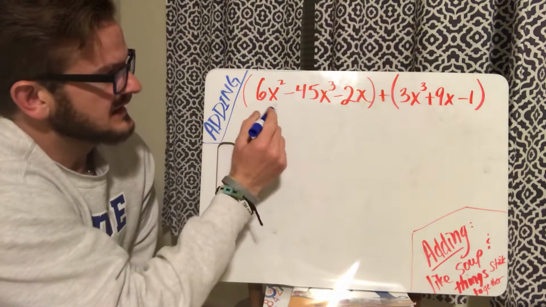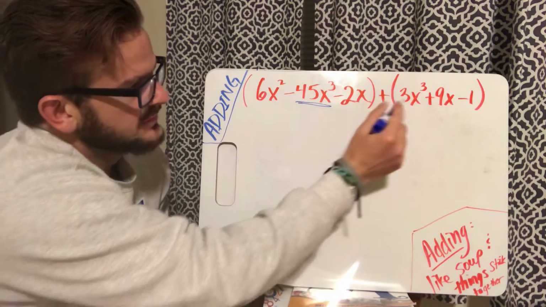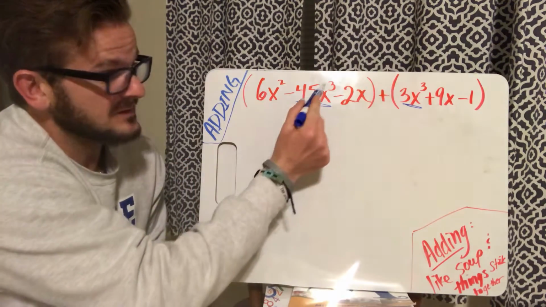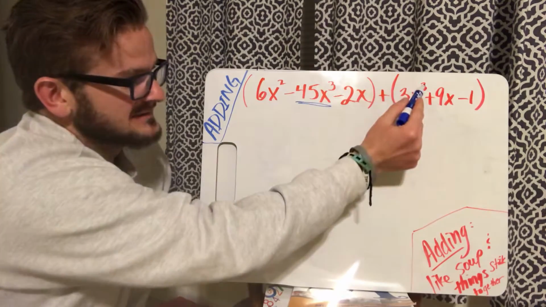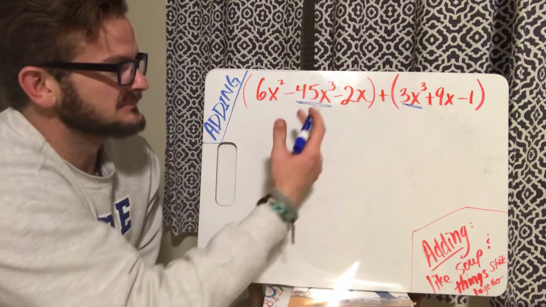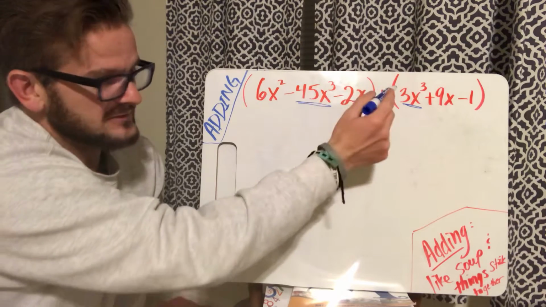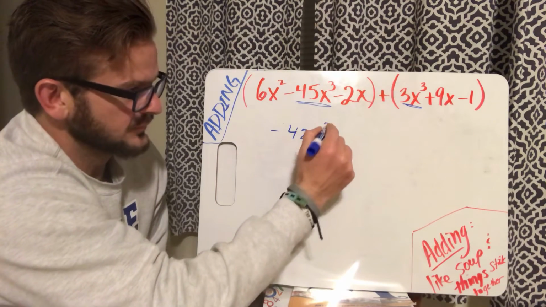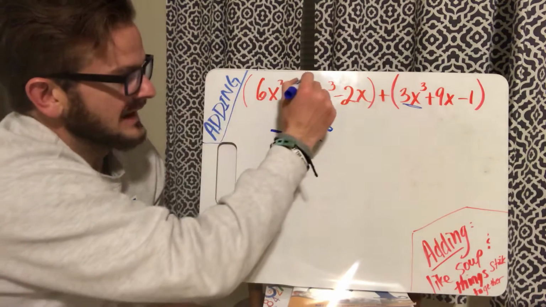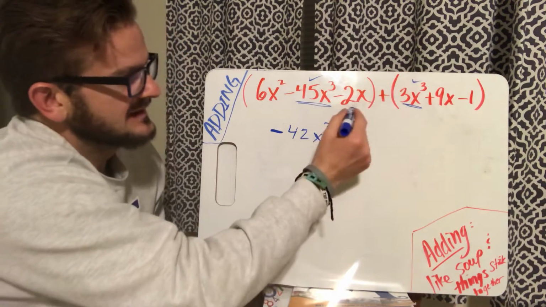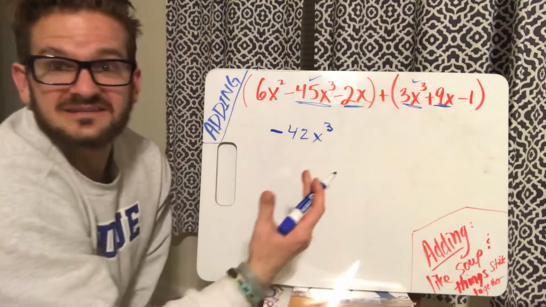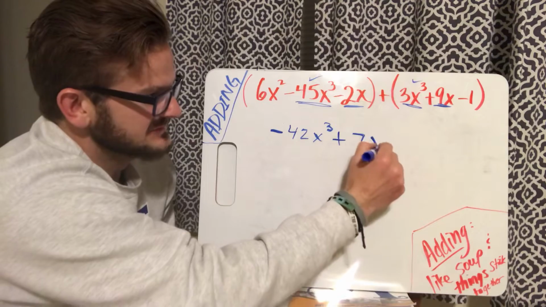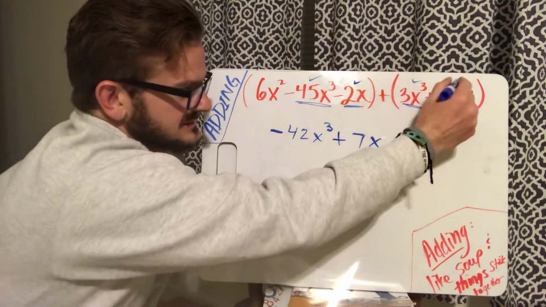So I see an x to the third and an x to the third. I'm very aware of the signs that are to the left, so negative 45x to the third and 3x to the third. If I put those two together, I combine those like terms, I get negative 45 plus 3, which is negative 42x to the third. So I check those off. Now I have a negative 2x and a positive 9x. When I put those two together, I get positive 7x. I like to check those off.